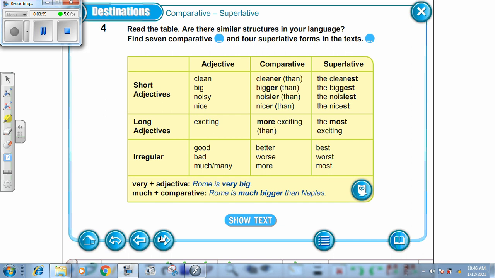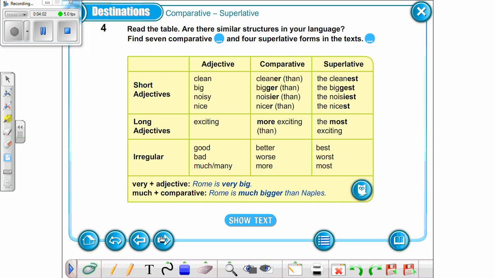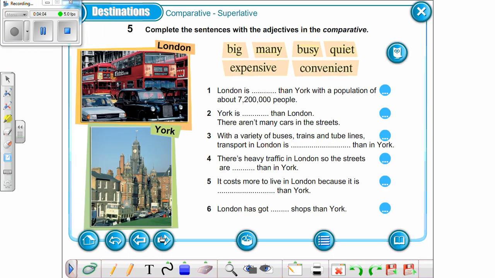Okay, let's go to exercise number 5. Complete the sentences with the adjectives in the comparative. You have to put it in the comparative. I have a comparison between London and York. I'm comparing two things. Okay, I have big, many, busy, quiet, expensive, and convenient.